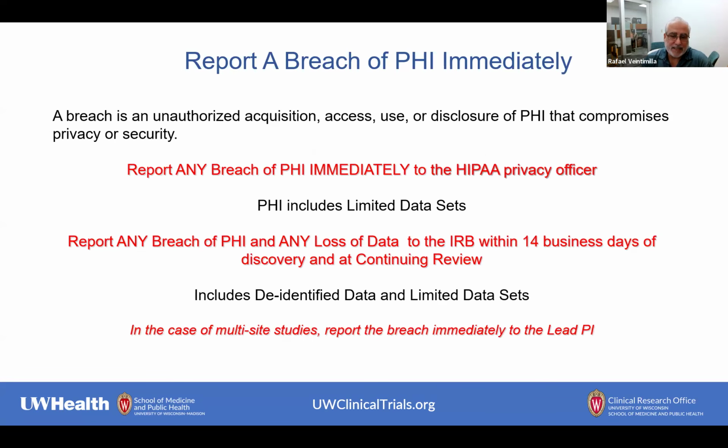A breach of PHI is also a reportable event. A breach is an unauthorized acquisition, access, use, or disclosure of PHI that compromises privacy and security. We have to report any PHI breach to the HIPAA privacy officer. PHI includes limited data sets. Report any breach of PHI, any loss of data, to the IRB within 14 days of discovery or at continuing review. This includes de-identified data and limited data sets. In case we're participating in an investigator sponsored trial, the investigator sites would have to report this to the lead PI of the study.